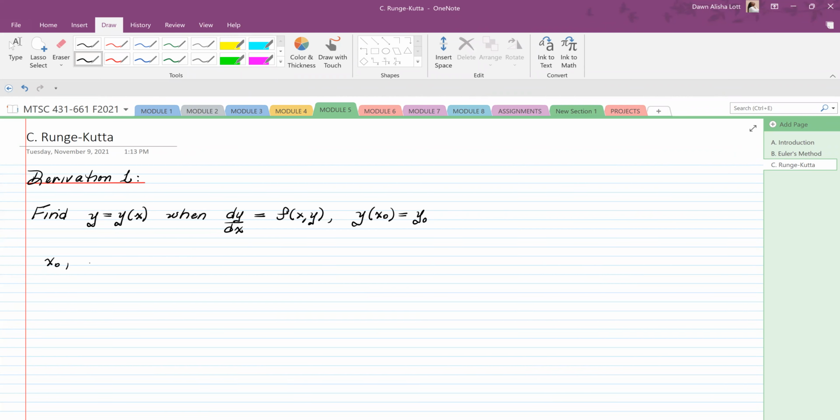and to find y of x naught, and that value we consider to be y naught. That's going to be its approximate value. Then we'll know x1, and we seek to find y of x1, and its approximate value is y1. And so we will keep doing this until we go up to some xn where we choose to stop. We will find y at xn, and its approximate value will be yn.